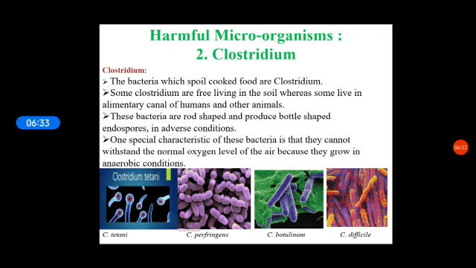One special characteristic of these bacteria is that they cannot withstand the normal oxygen level of the air because they grow in anaerobic conditions. The examples of Clostridia are Clostridium tetani, Clostridium perfringens, Clostridium botulinum, and Clostridium difficile.